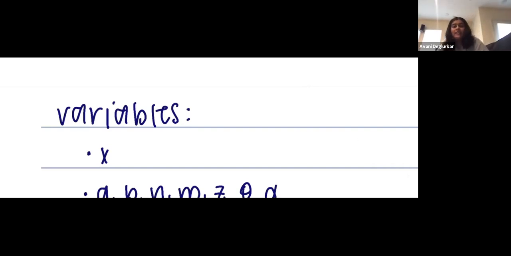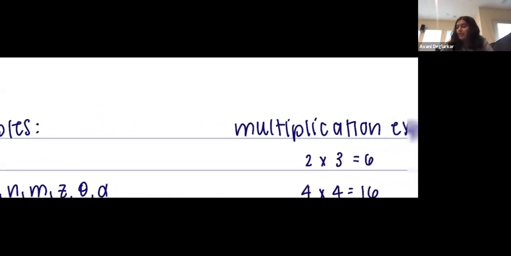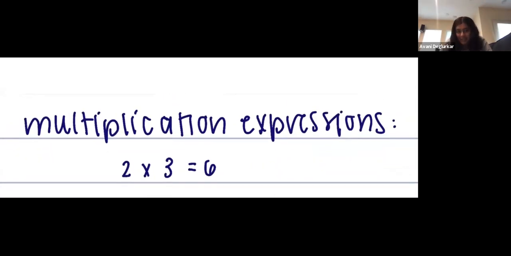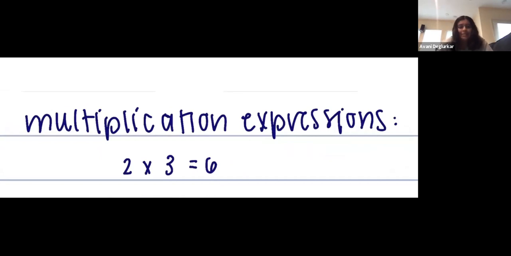So variables in algebra can be basically anything. It can be an X, it can be an A, it can be a B, it can be an N, it can be an M, Z, theta, alpha. But the most common variable that we use is X. Throughout this class, I will be using multiple variables so that you guys get used to it, but the most common variable is X. So when we write regular multiplication expressions, we write them like this. 2 times 3 equals 6, 4 times 4 equals 16. You guys have seen this.